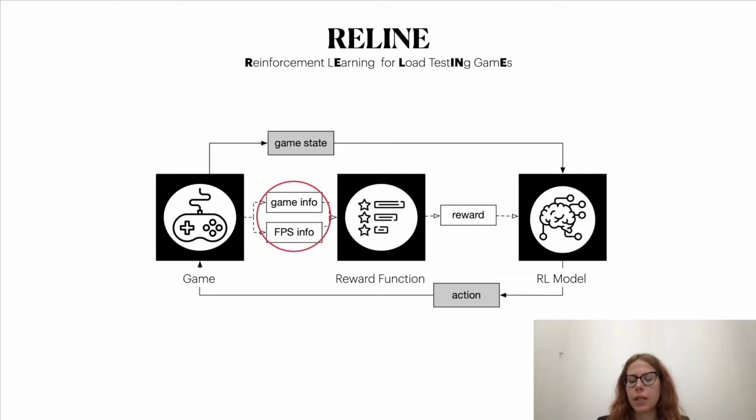Because in our case, the agent has two goals. One is to win the game, but the other one is to identify those areas of the game where there is a drop of frames per second, points that we call low FPS points. And so the reward function is built to push the agent in both these directions, and we aim in this way to emulate the behavior of a human tester.